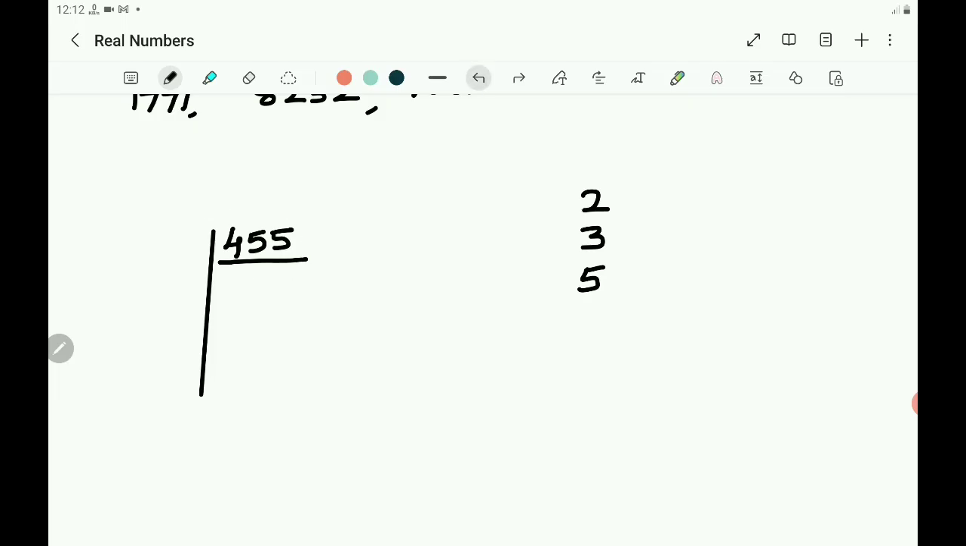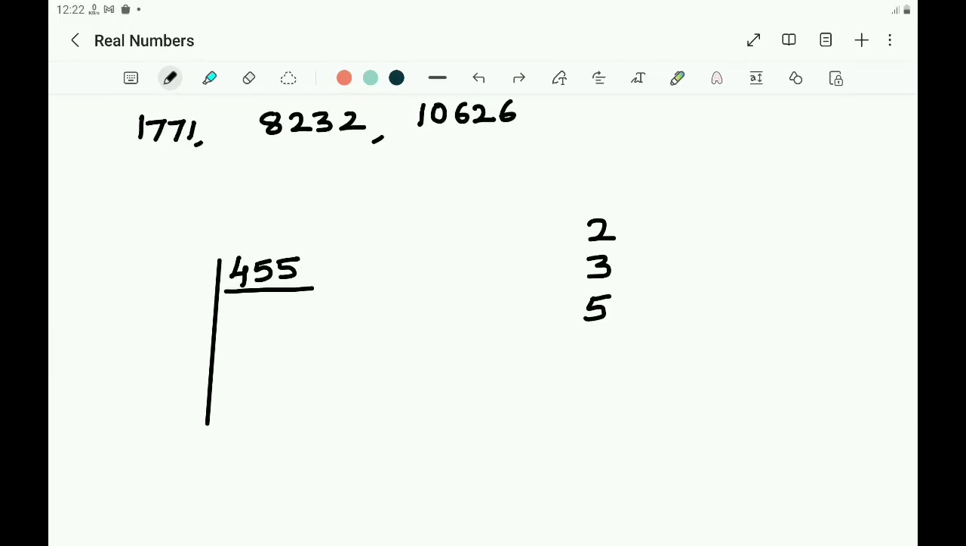What is the divisibility test by 5? The unit digit must be 0 or 5. Here, the unit digit is 5. So you can conclude that 455 is divisible by 5. It means 5 is a factor of 455. Now you can divide 455 by 5. So you write 5 here.